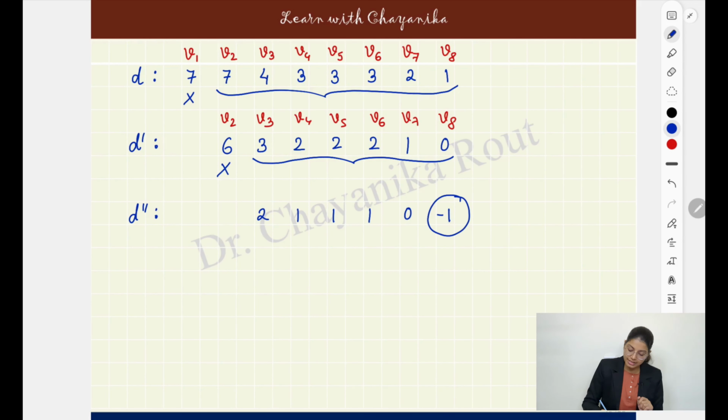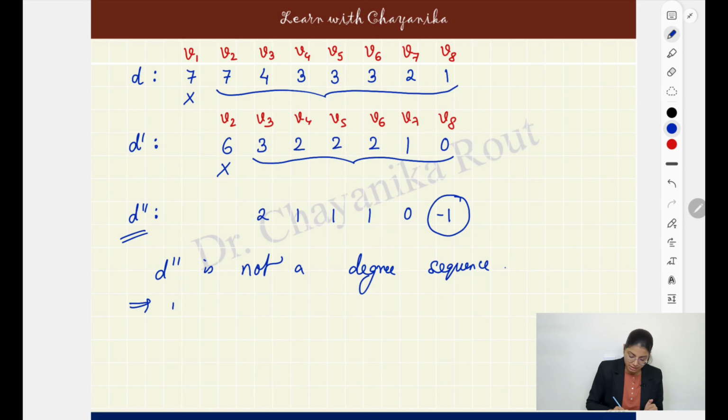The moment you get a negative value in your sequence, definitely it is not a degree sequence of any graph, because the degree value of any vertex can never be negative, and whatever figures we are dealing with, they are all degrees, right? They are degree values of certain vertices. So if it comes negative, that means this sequence is not a degree sequence. So we conclude here that d double dash is not a degree sequence, because a graph having a negative degree value is not possible. So if it is not a degree sequence, it implies d double dash is not a graphic sequence. A sequence which is not a degree sequence can never qualify for being a graphic sequence.